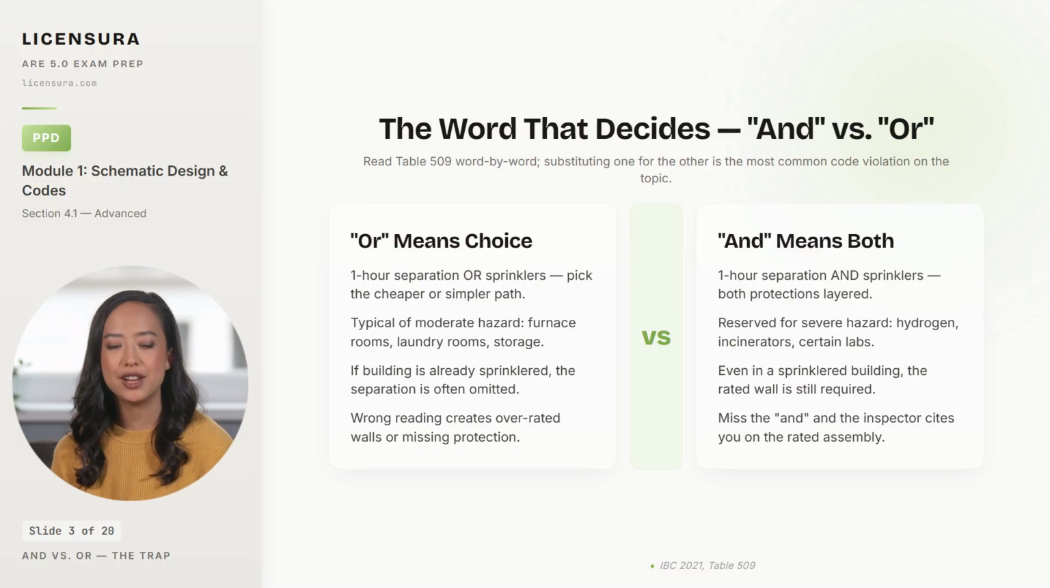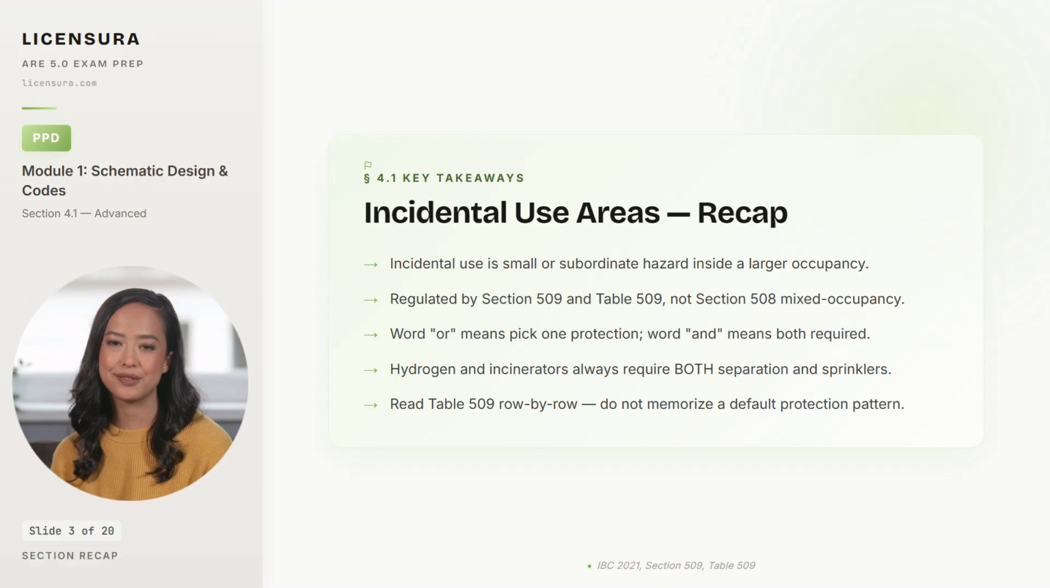Walk away with these five anchors so the AND/OR distinction stays at the top of your code review checklist. Five anchors from the incidental use framework. First, an incidental use is a hazardous space too small or subordinate to drive a separate occupancy. It supports the main use of the building, but carries elevated risk. Second, the regulating rule is Section 509 and Table 509, separate and apart from the Section 508 mixed occupancy machinery. Third, the table uses OR and AND with precision. OR means pick one protection mode, AND means both protections are layered together.